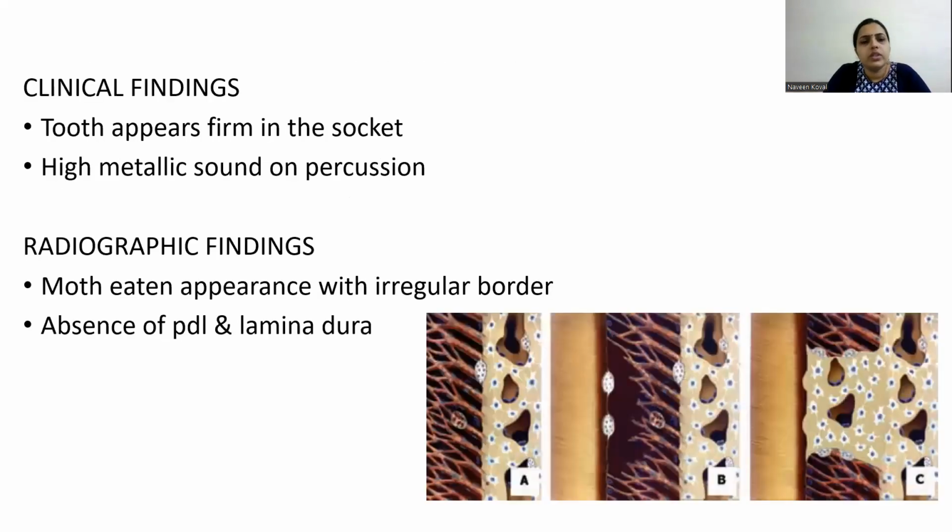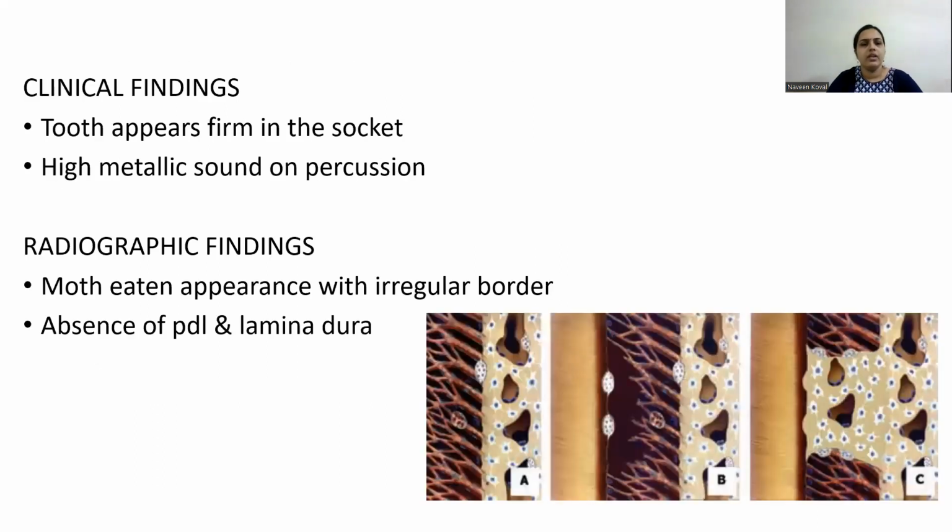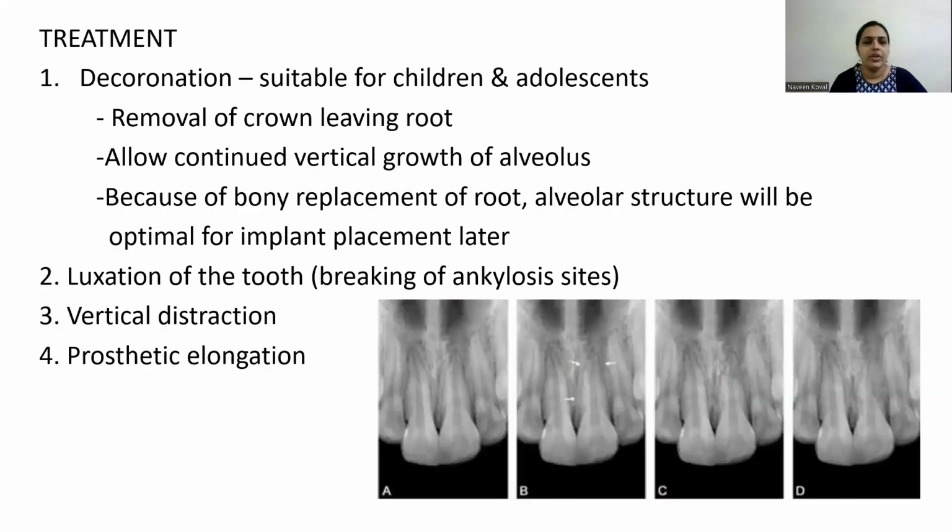Then clinical finding: the tooth appearance is replaced, that is, the tooth has become a part of the alveolar bone. So it's a kind of ankylosis. The tooth appears firm in the socket and you can hear a high metallic sound on percussion. Then radiographic findings: a moth-eaten appearance with irregular border, and absence of PDL and lamina dura, because there is no PDL between the tooth and the bone. The tooth root has fused with the bone, so there will be absence of PDL and lamina dura.